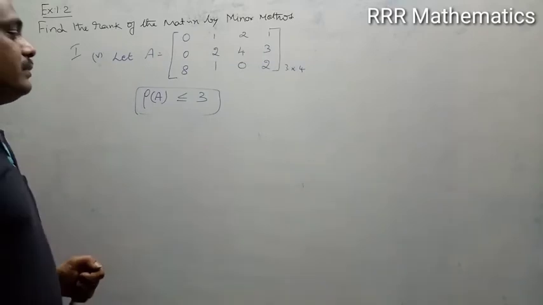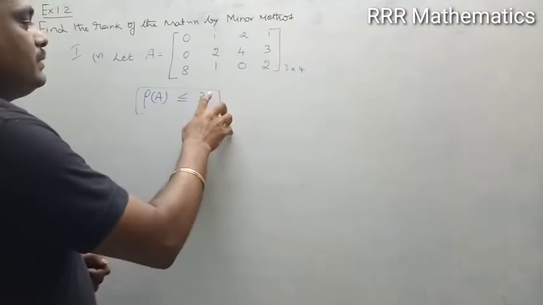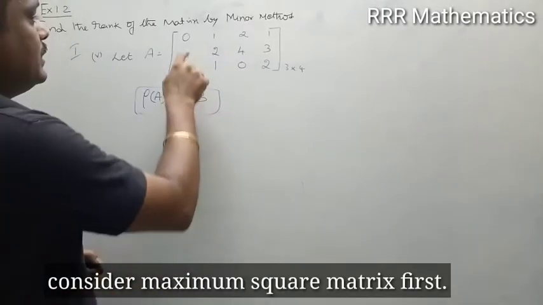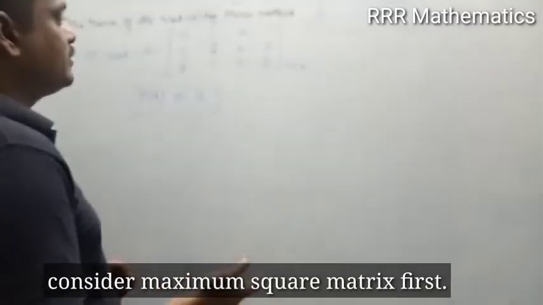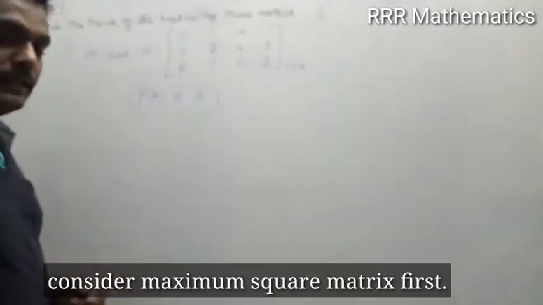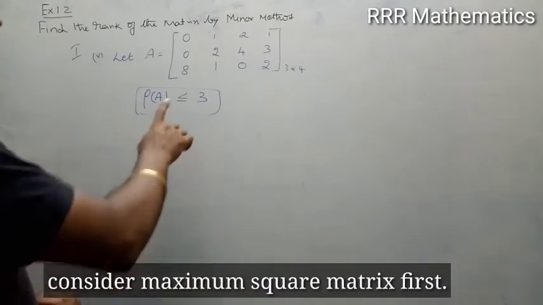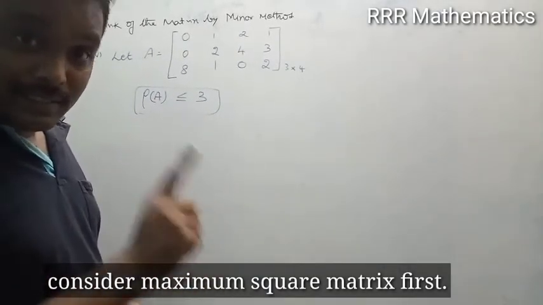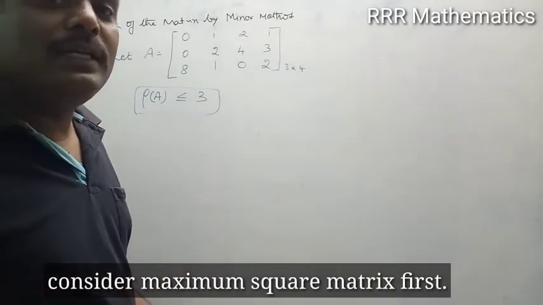First check out the rank for 3. We have order 3 by 4, so we have 3 by 3 determinants with more than one combination. Columns 1, 2, 3 is one combination. Columns 2, 3, 4 is one more combination of 3 by 3. Columns 1, 3, 4, like that, etc. If at least one 3 by 3 determinant is not equal to 0, then the rank will be 3. First we will check for 3. At least one 3 by 3 minor of A is not equal to 0, the rank will be 3.